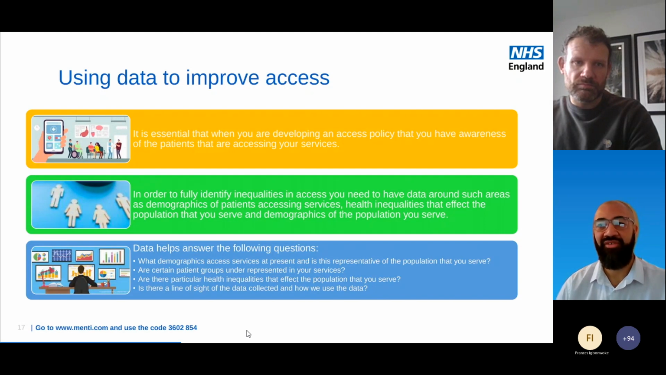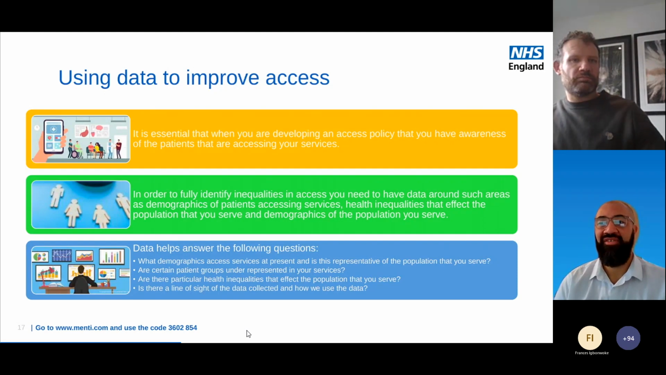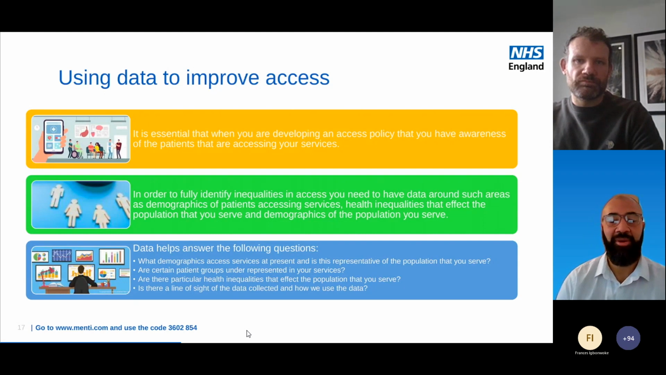We can also identify if there are any particular patient groups that are under or overrepresented within your services, and if there are any health inequalities that adversely affect the population that you serve. It's also important that we understand the demographics and characteristics of the staff group as well, to see if this matches the population.